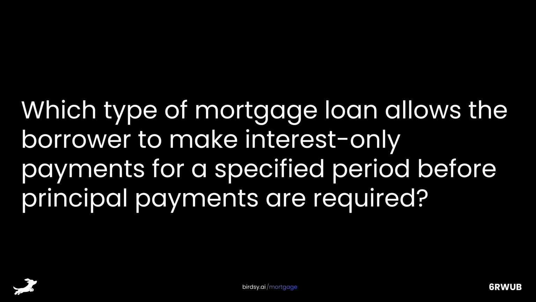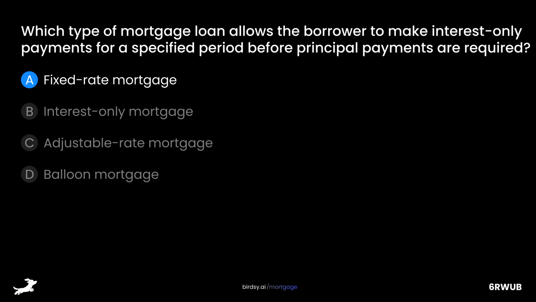General mortgage knowledge. Mortgage loan products. Which type of mortgage loan allows the borrower to make interest-only payments for a specified period before principal payments are required? Is it A, fixed-rate mortgage, B, interest-only mortgage, C, adjustable-rate mortgage, or D, balloon mortgage? The answer is B, interest-only mortgage.